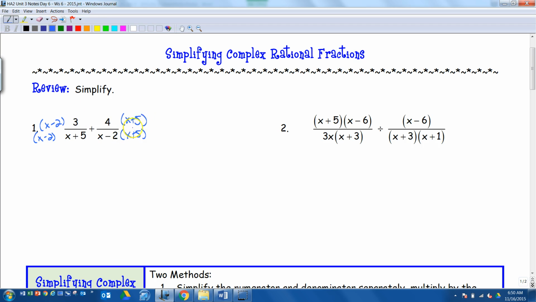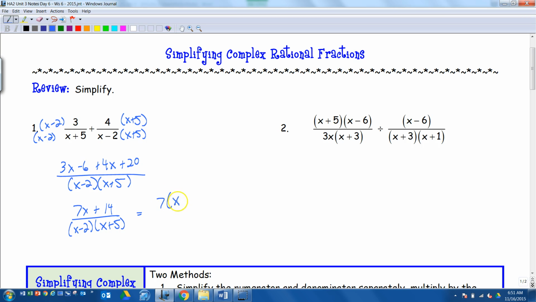Remember, you don't want to cancel anything. You want to actually multiply and add together on the top. The bottoms don't touch. So you get 3x minus 6 plus 4x plus 20 all over x minus 2 and x plus 5. And then you get 7x plus 14 over these things. And then finally, to check, you can see if you can factor the top.